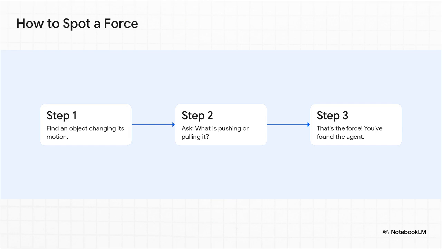And it's actually a really simple three-step process. First, just find any object that's changing its motion. Let's say a leaf falling from a tree. That's step one. Step two, ask yourself, what's pushing or pulling it? Well, something's pulling it down. And there you go. Step three, that's the force. You've spotted gravity. You've just identified the invisible agent at work.